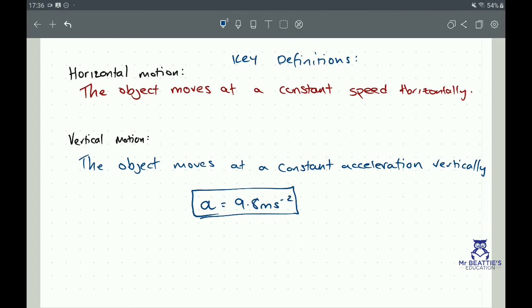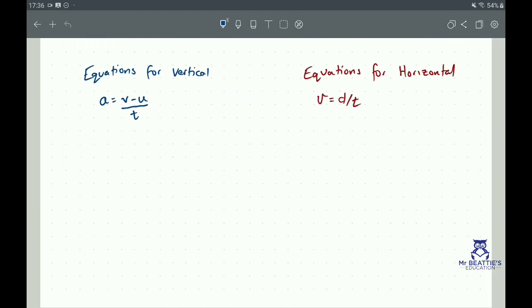Okay, now we've learned a couple of equations, and now we're going to separate them out. So our horizontal and our vertical are going to be analysed separately as we do these questions, and so we're going to keep the equations for the vertical and the equations for the horizontal separate, because the equation for the vertical is a equals v minus u over t, because v varies depending on the acceleration. Okay, so it's not a constant velocity. But with the horizontal, there's no acceleration taken into account, so the velocity is constant, and you can use that equation.